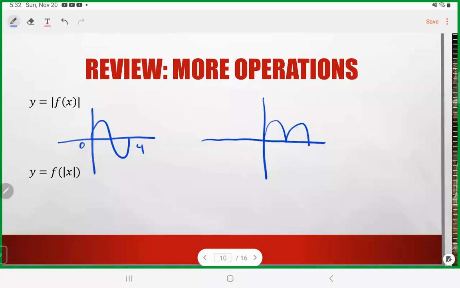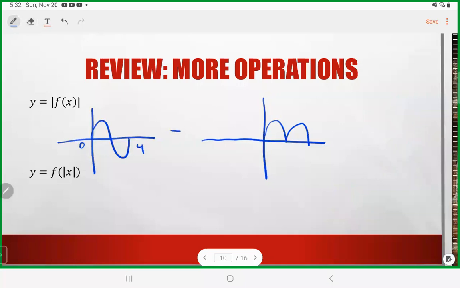Anyways, basically y cannot be negative. It can only be positive, so all negative values are rebounded up. If you had a parabola like this, then it will turn into something like this.